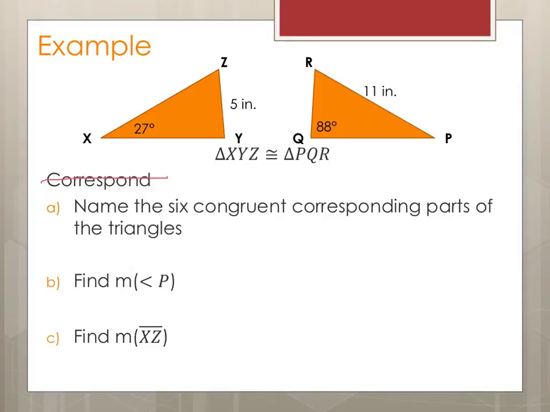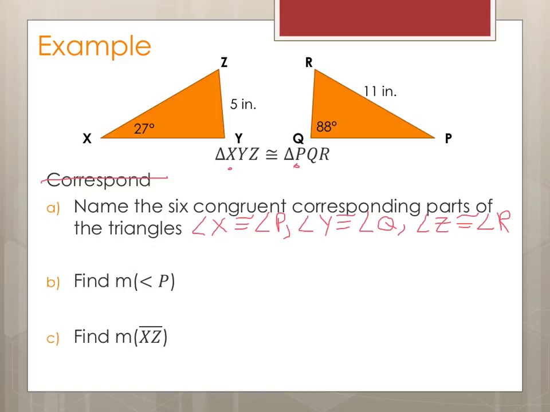So angle X here is going to be congruent to what? Well, X is listed first. The first letter is going to be P. So that's congruent to angle P. Angle Y is congruent to angle Q. And lastly, angle Z is congruent to angle R.